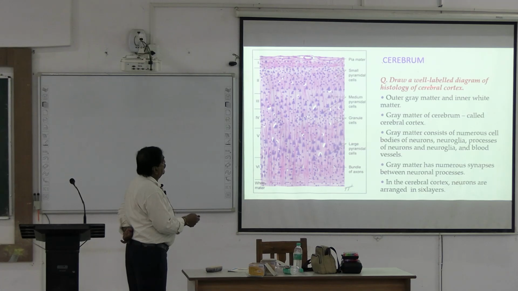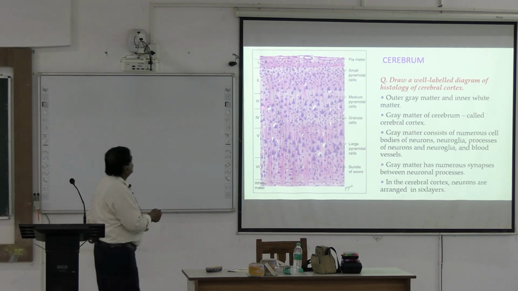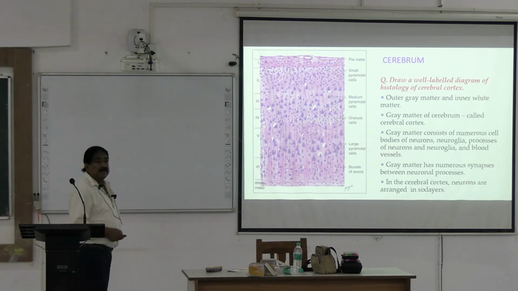Draw a well-labeled diagram of histology of cerebral cortex. Outer grey matter and inner white matter. Grey matter of cerebrum is called cerebral cortex. The grey matter consists of numerous cell bodies of neurons, neuroglia, processes of neurons and neuroglia, and blood vessels. Grey matter has numerous synapses between neuronal processes. In the cerebral cortex, neurons are arranged in 6 layers: 1, 2, 3, 4, 5, 6.